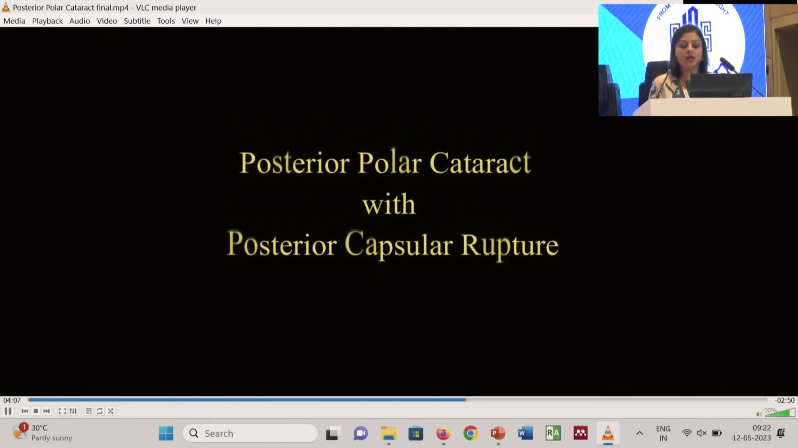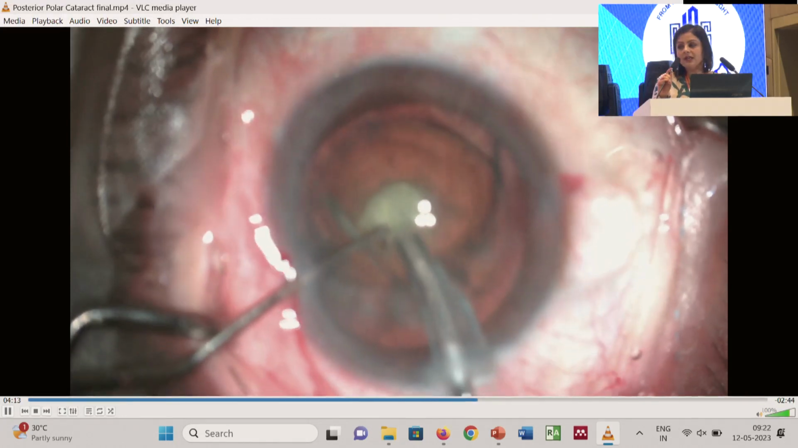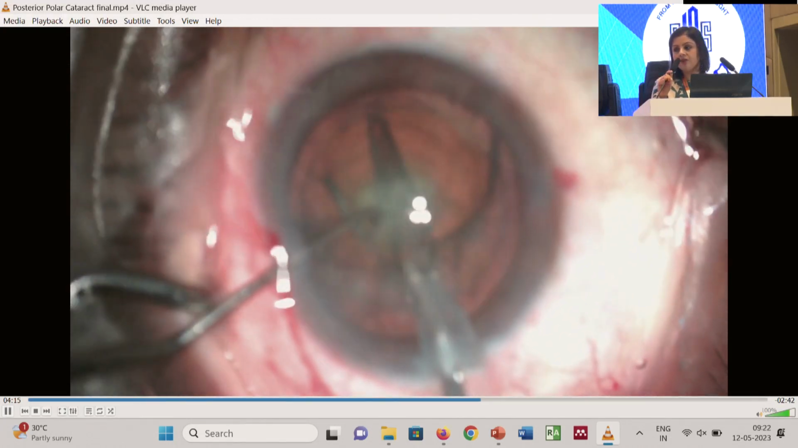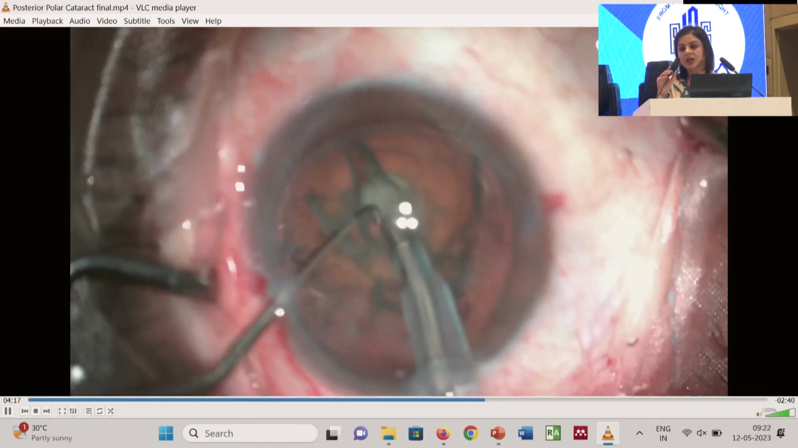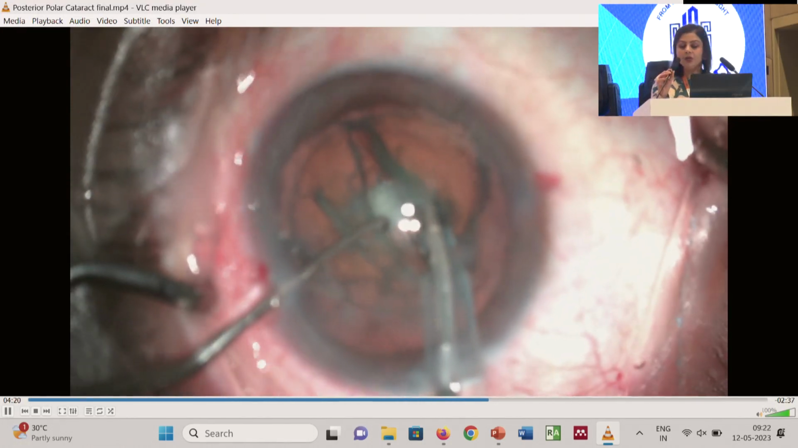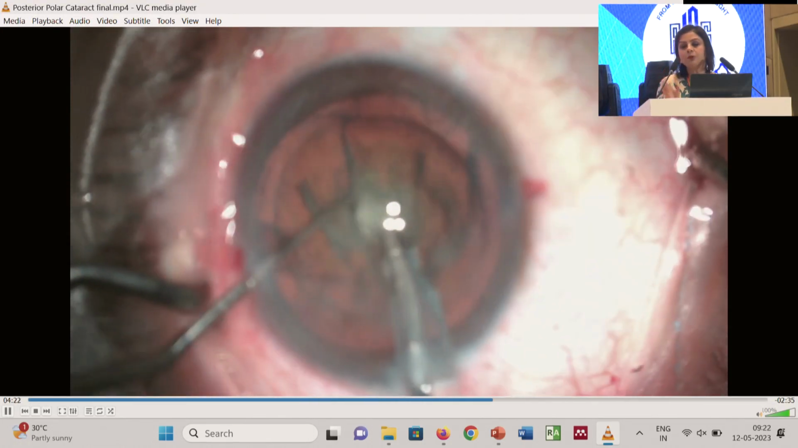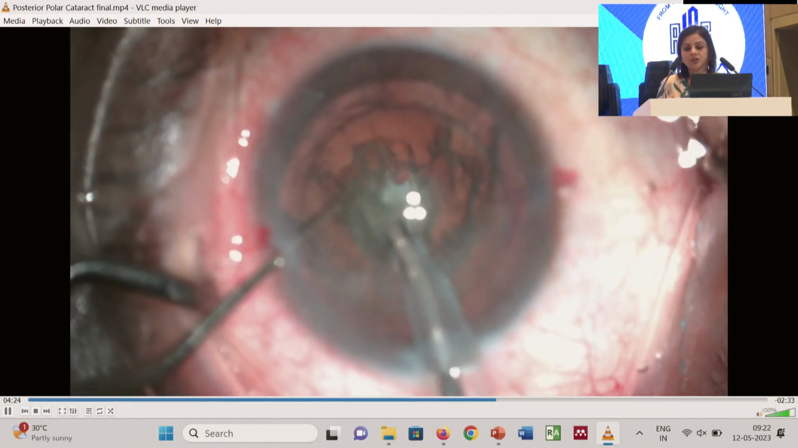Now I'd like to share a case where we had a posterior capsular rupture. This we need to be prepared for mentally and inform the patient beforehand. Whenever we are operating posterior polar cataracts, there is a small chance that we might need to change the IOL, and you might have a posterior capsular rupture, and the implication of the same to the patient.